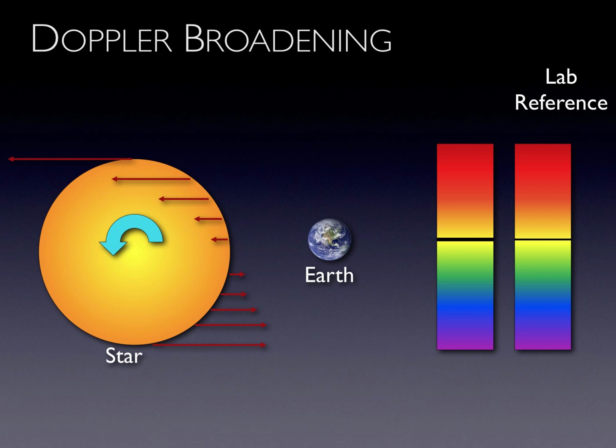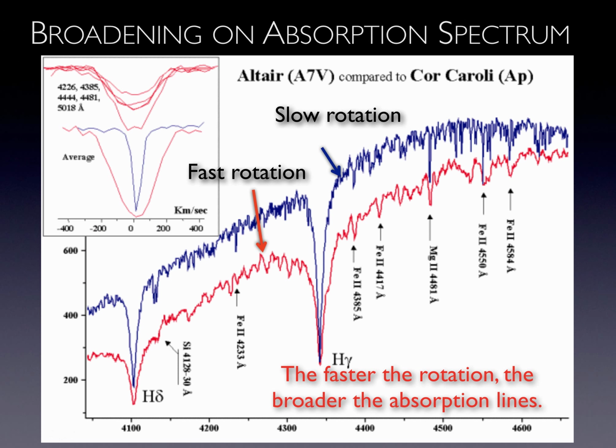The greatest Doppler shift would come from either side of the star, as shown. Any absorption lines would get smeared out and thus show up as a broader line. This is called Doppler broadening. The faster the star's rotation, the wider the absorption line. Broadening can also be seen in the power spectrum.